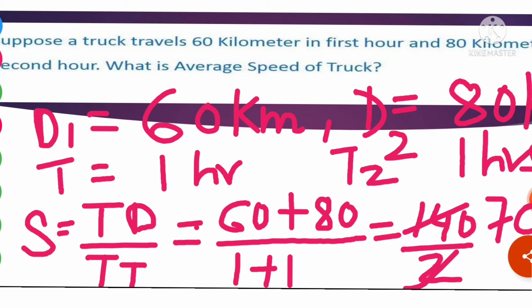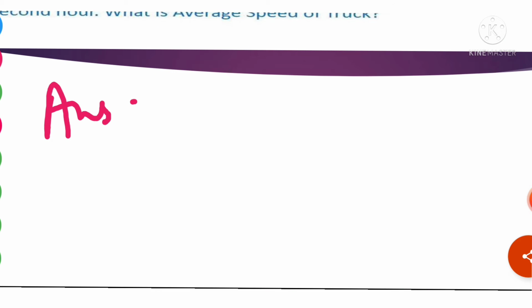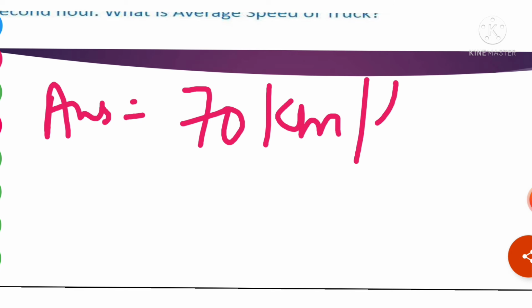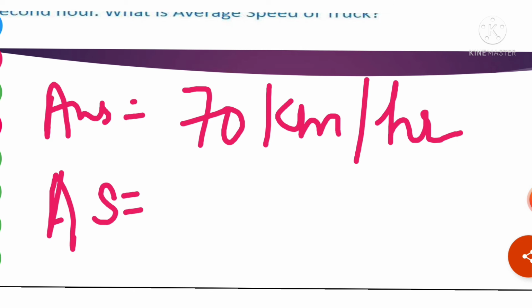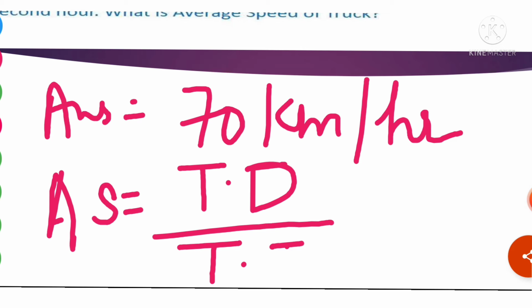Fine, I hope it is clear to you. So total distance covered by the truck upon total time, your answer is 70 km per hour. So in this way you can find the average speed. So what is the formula of average speed? Average speed means the total distance covered and the total time taken by any object. Okay, I hope it is clear to you. Now let's come to the next question.